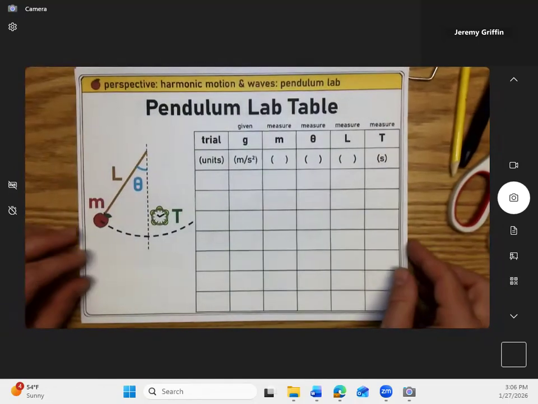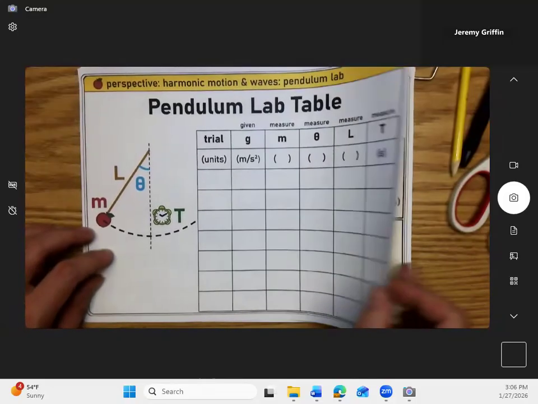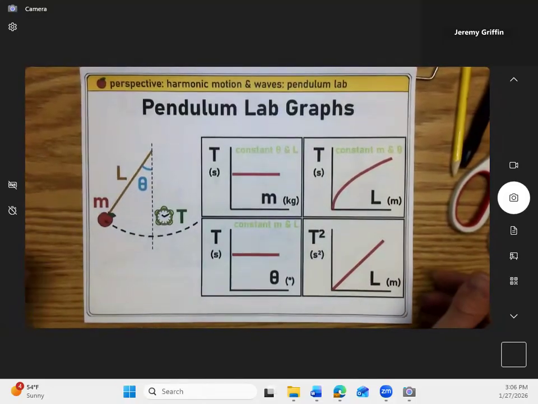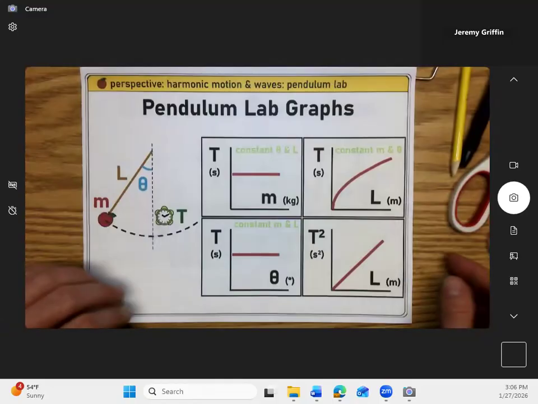Okay. All right, here's the pretty close lab table you guys had. Oh, here's all the graphs. Right, we just made all 4 of those graphs, didn't we? You guys got those.